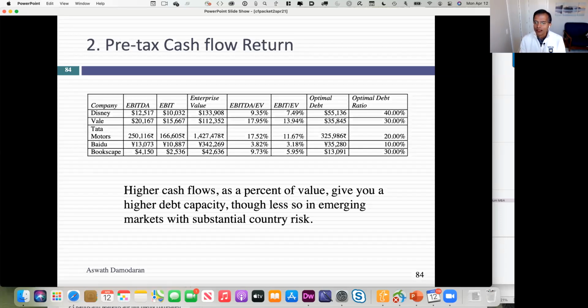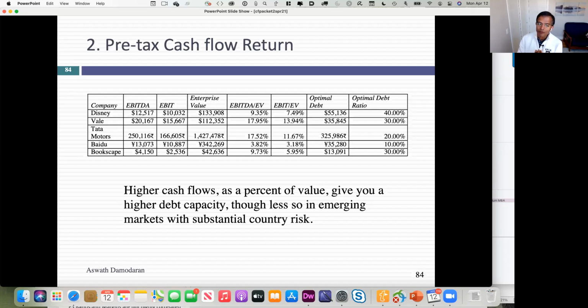Don't let the percentages get in the way of you thinking about how much your company is borrowing. And if your company doesn't have enough cash flows as a percent of value to sustain that, your optimal debt ratios are going to be really low. That's why for some of your companies, your optimal debt ratio is going to be 0%.